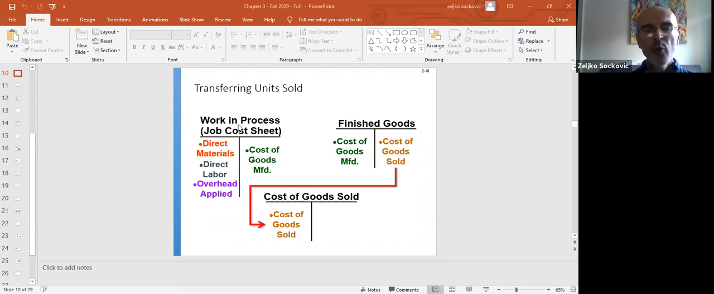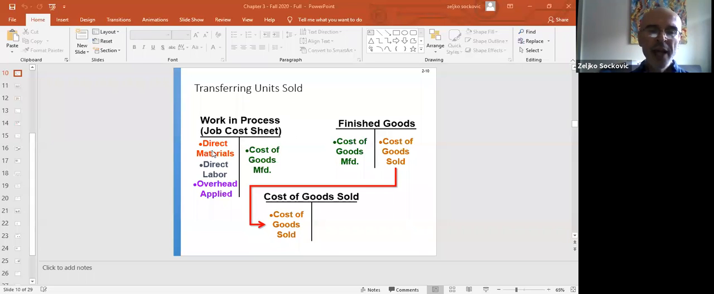So here you have work in process, right? Direct materials, direct labor, and overhead applied. So now you might have some additional information in this problem. Maybe you have cost of goods manufactured, okay? So you have some number here.